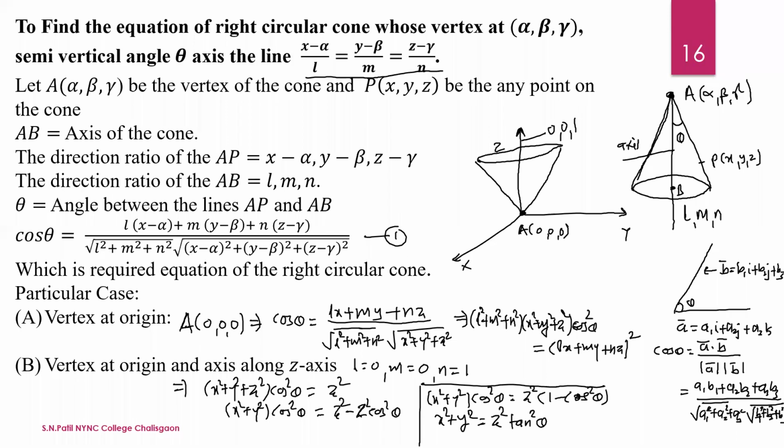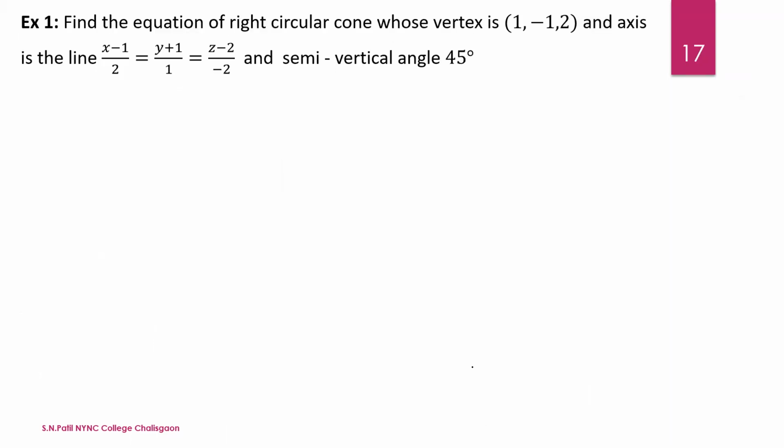Similarly, if the axis is the y-axis, then l is 0, m is 1, and n is 0. If the axis is the x-axis, then l is 1, m is 0, n is 0. Now let us see an example on this right circular cone. Here the vertex is given, the axis of the cone and the semi-vertical angle are given. So first of all, we draw the diagram so that we get the idea.